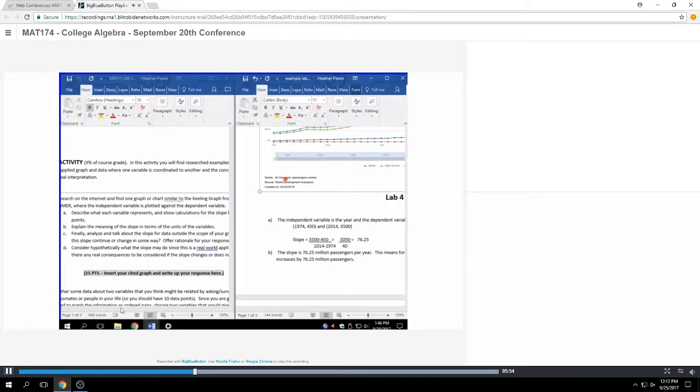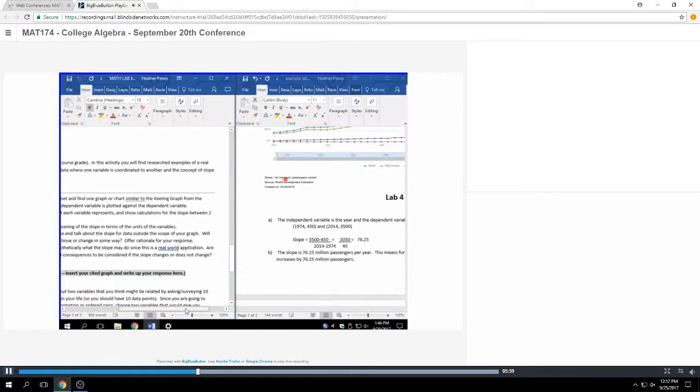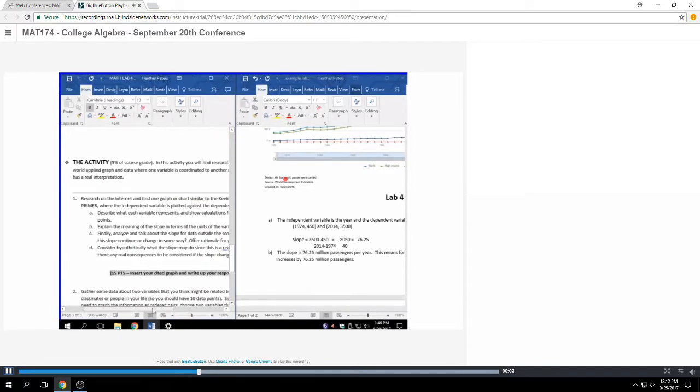Now, we've shown the calculations, which it asked us to. And then for part B, explain the meaning of the slope in terms of the units of the variables. Since slope is the change in y over the change in x, your units are going to be the units of y over the units of x. My y units, if you remember, were millions of passengers. My x units were years. So this is going to be 76.25 million passengers per year. So it's the dependent variable per the independent variable.